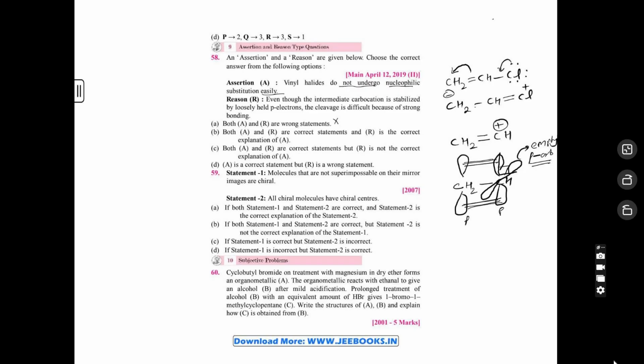Therefore, the pi electron density cannot delocalize into the empty p orbital of the carbocation. Hence, this reason is incorrect. So the correct answer will be: A is the correct statement and R is the wrong statement. So the correct answer will be D.